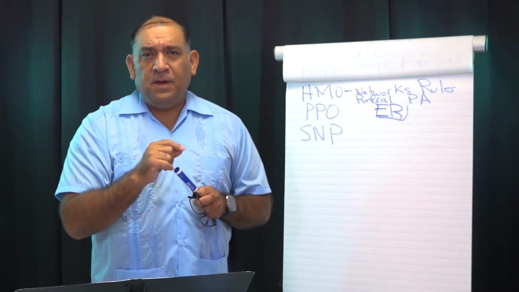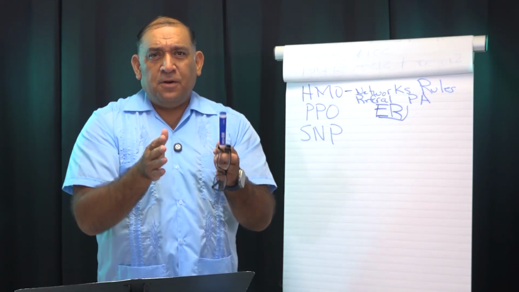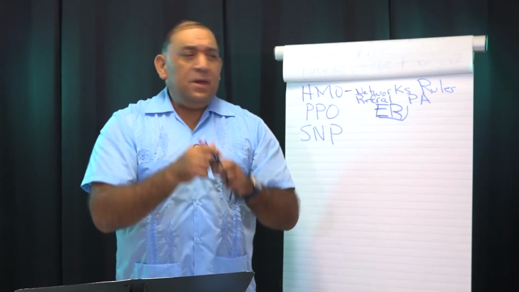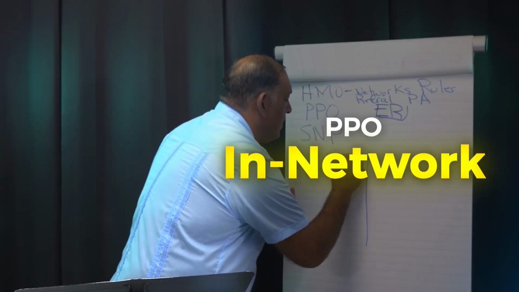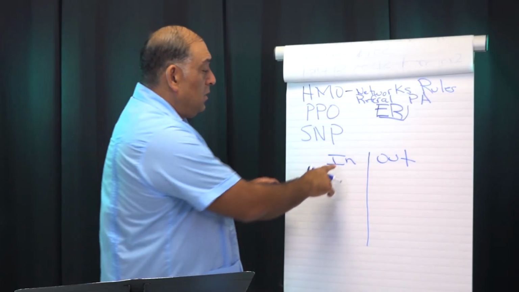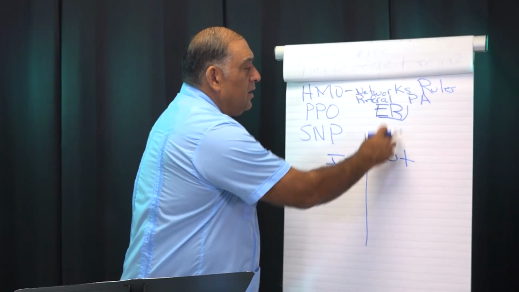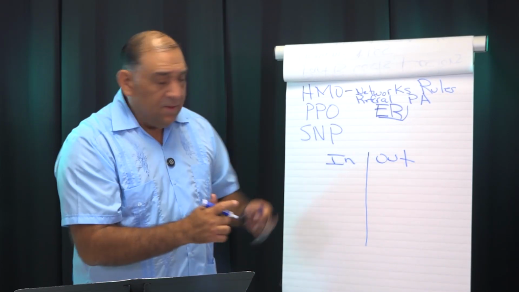Let's go over a PPO. In your books, you have two columns. Let's say you're a part of Bravo company or Delta company, and a PPO is going to have two columns, in network and out of network. In an HMO, there's only one column, in. If you go out, it's only for emergency situations, but PPOs have two columns, in and out.